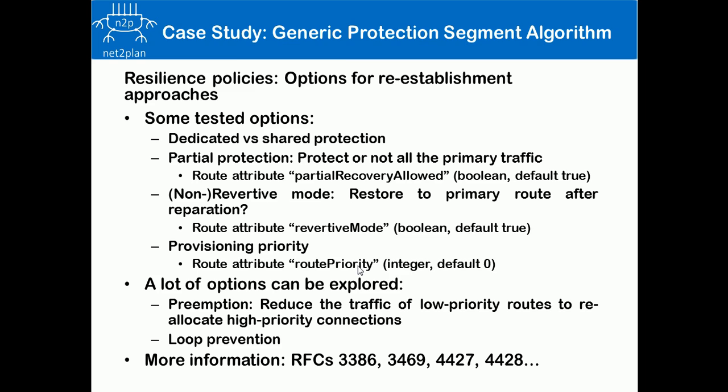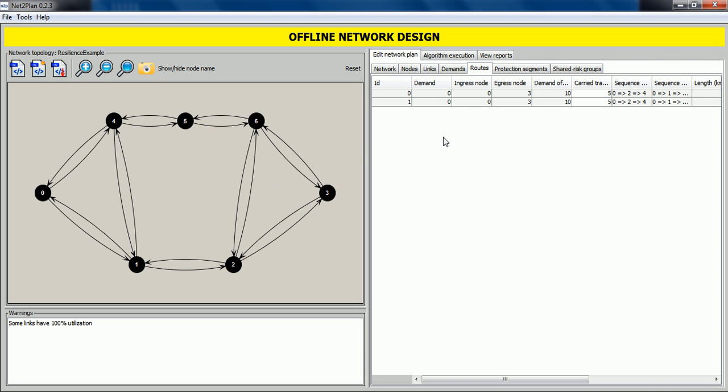For example, using the same topology, we can see here that we have two routes. Since they all have the same priority, that is priority 0, the generic protection algorithm will check them following the ascending order of their identification number. That is, since we have a reserved bandwidth for this protection segment of 7 airlines, if one of these two links fail, the generic protection algorithm will assign 5 airlines to this route and the remaining 2 airlines to that route.